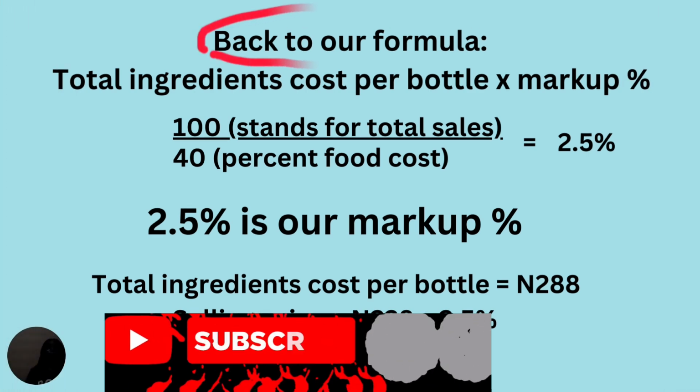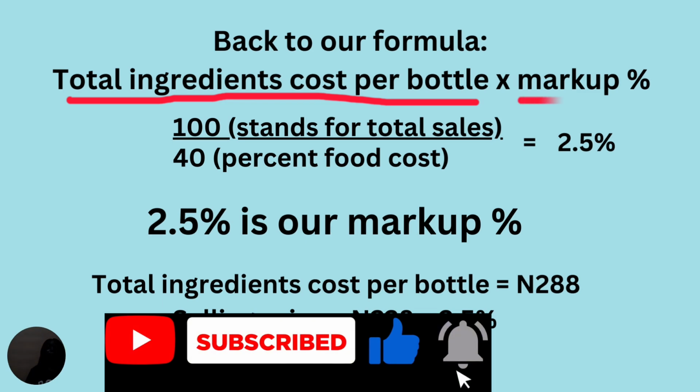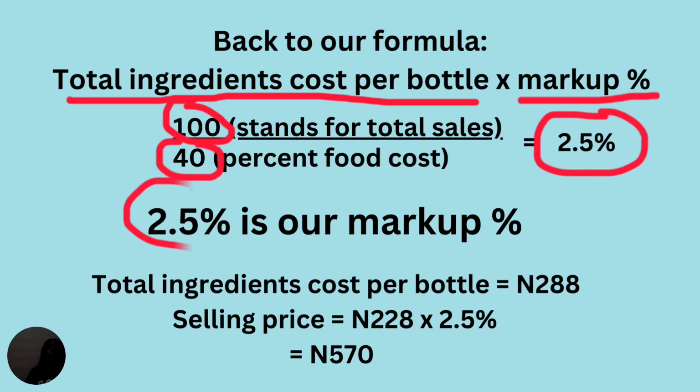Back to our formula: total ingredient cost per bottle times markup percentage. So since 100 stands for total sales, we're going to divide it by 40%, which is the food cost percent, and this will give us 2.5. So 2.5 is our markup percent.